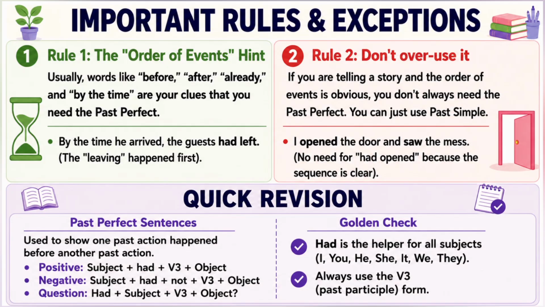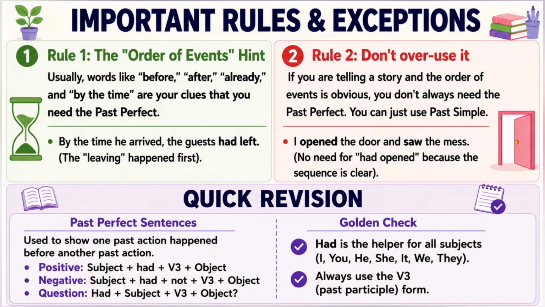Now let's do a quick revision. The past perfect tense is used to show that one past action happened before another past action. The structure is positive, subject plus had plus verb 3 plus object. Negative, subject plus had plus not plus verb 3 plus object. Question. Had plus subject plus verb 3 plus object.